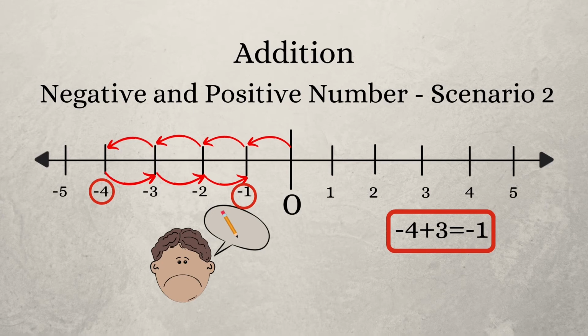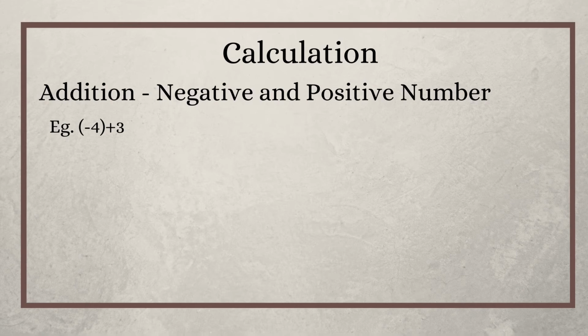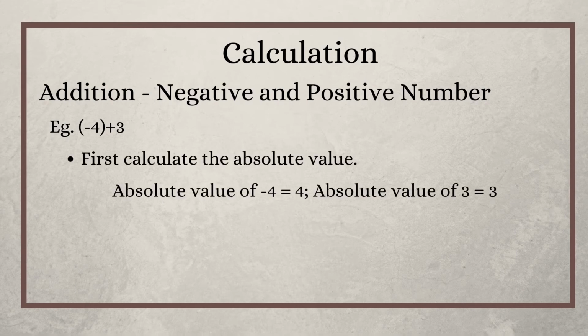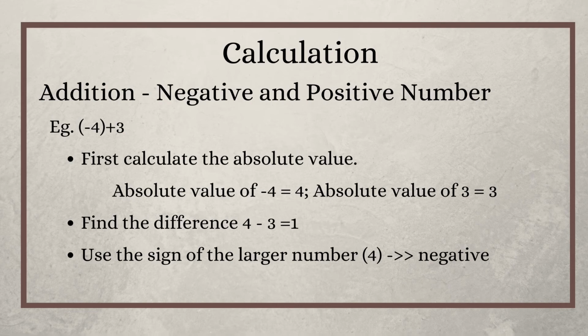Moving on to the calculation, first find out the absolute values. So the absolute value of -4 is 4 and the absolute value of 3 is 3. Next, find the difference. Here, 4 minus 3 is 1. Now, find the larger number. In this case, 4 is larger, so we make the answer negative. Thus, -4 plus 3 is equal to -1.